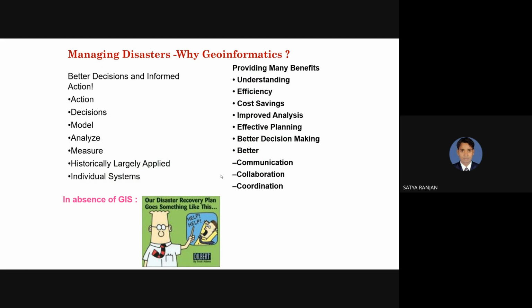So managing disasters, why is geoinformatics used? For better decisions and informed actions, the action decision model. Different models are used for analyzing different tsunami events and other landslide areas. Then measurements, historical data, individual systems. It is benefited by understanding, efficiency, cost saving, improved analysis, effective planning, better decision making, and better communication, collaboration, and coordination based on different highly accurate techniques.